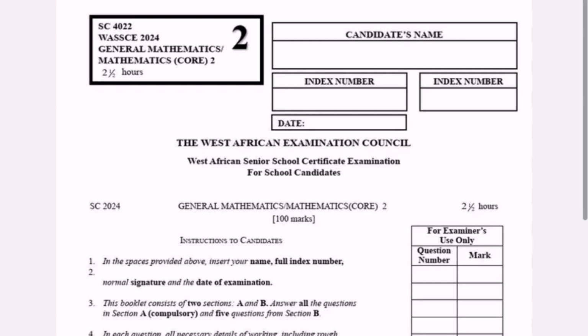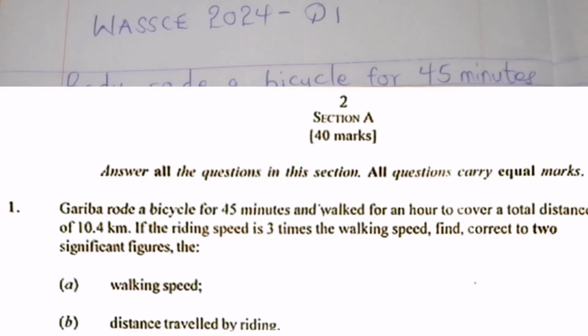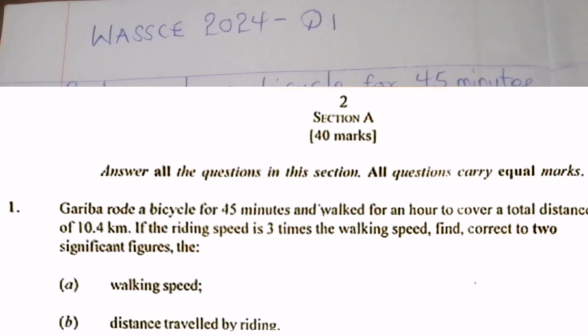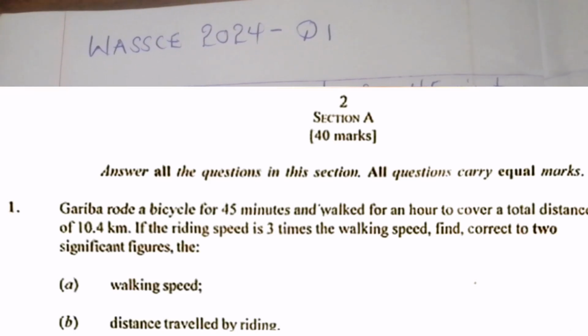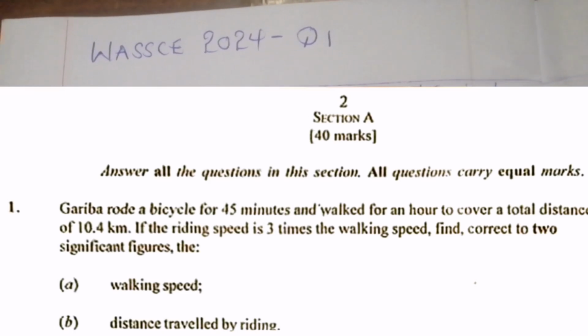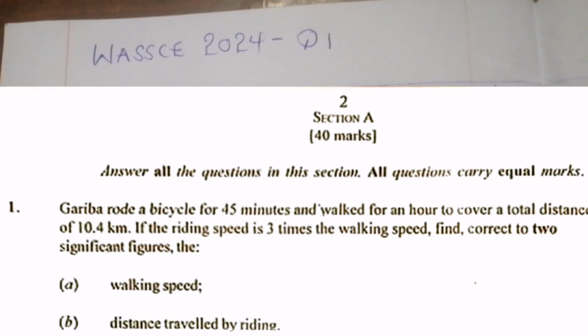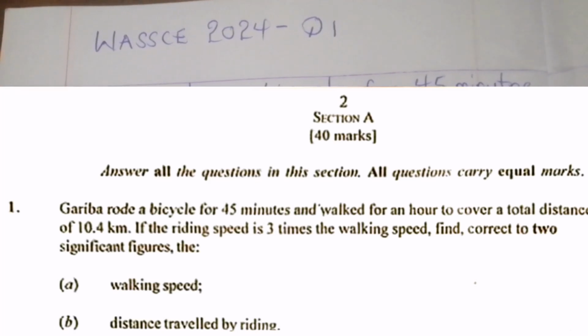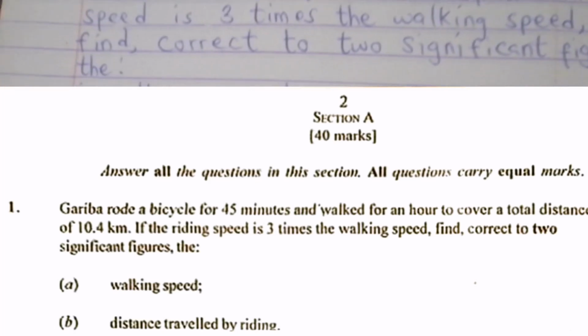We are taking a look at the WASSCE 2024. They just ended WASSCE 2024, and this is core maths. So we are taking number 1, and it reads: Bedu rode a bicycle for 45 minutes and walked for an hour to cover a total distance of 10.4 kilometers. If the riding speed is 3 times the walking speed, find correct to two significant figures, I, the walking speed, and II, the distance traveled by riding.